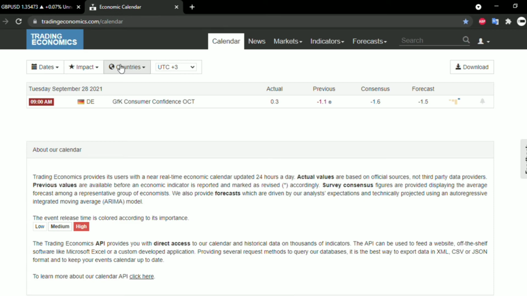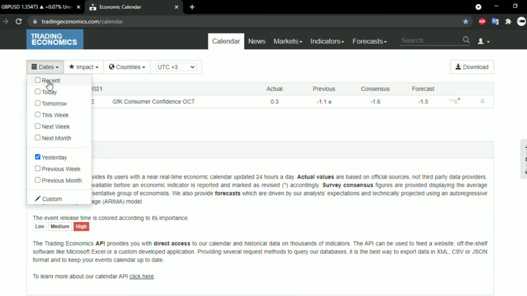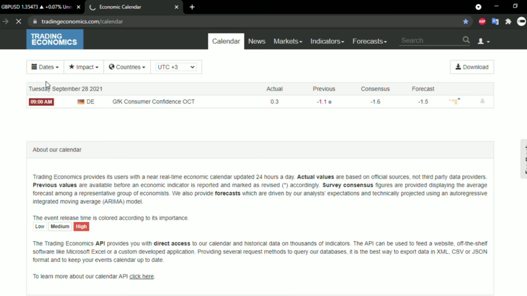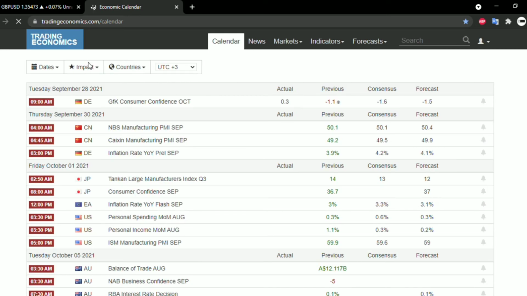I don't think there's any particular news coming up. Let's just have a look. Okay, so Thursday, Friday: personal spending month on month, personal income month on month, ISM manufacturing. So I'm guessing around 3:30 p.m. on Friday is when we just have to have a look. That's GMT time, by the way, Kenyan time. So that's around the time that we may have to look at how the market will be behaving.